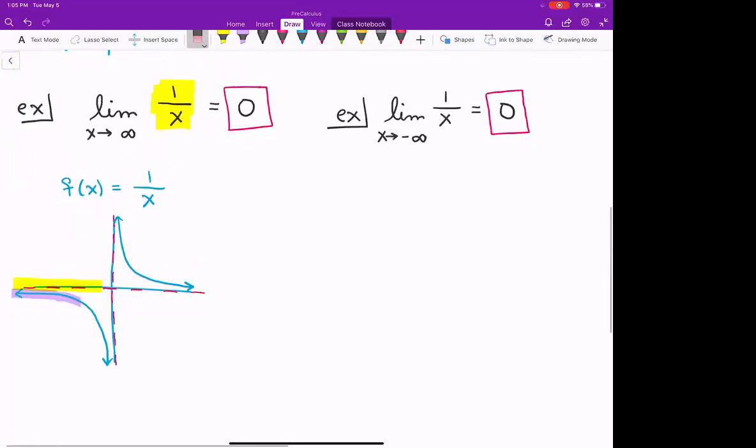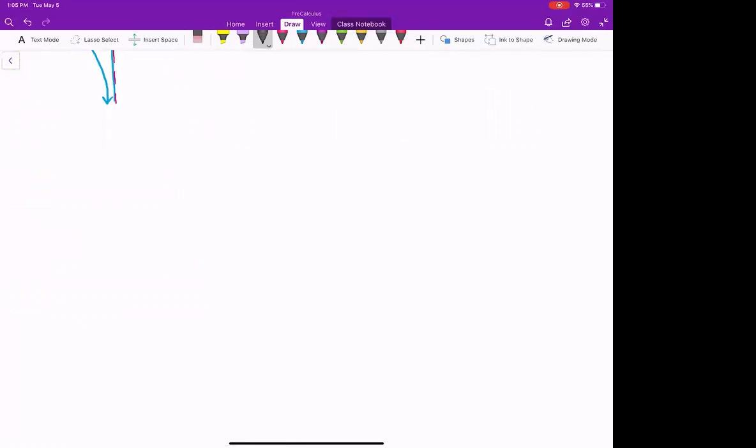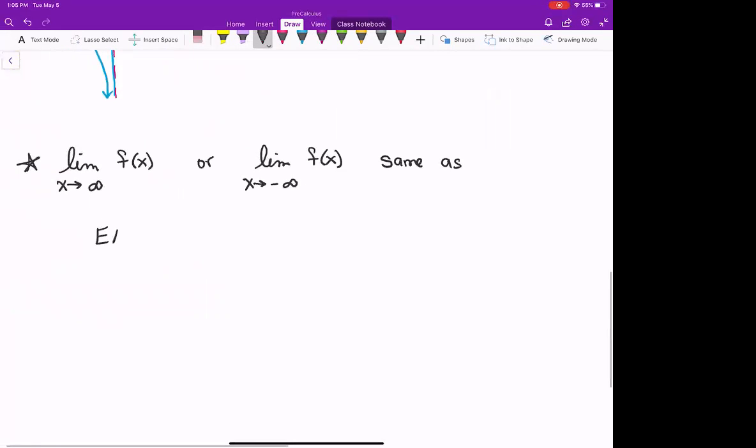So just remember that limits as x approaches infinity of some function, or as x approaches negative infinity of some function, is the same thing as end behavior. I need you to get that into your brain sooner than later, because that helps sometimes with your ability to answer a limit question that involves a limit going to infinity.